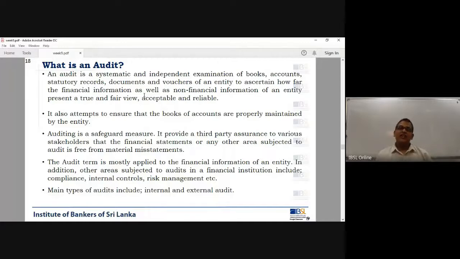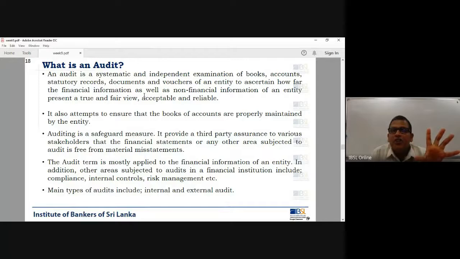Normally, audit is mostly applied to the financial information, so the accounts and payments and all. But still, audits are carried out for the compliance function, internal controls, whether internal controls are properly implemented, and risk management, etc., also covered under the audit. Main types of audits include internal and external audit. There are two types of audits. One is internal audit, the other one is external audit.